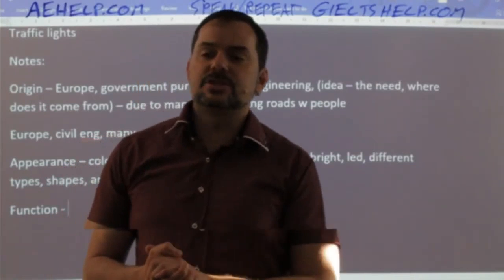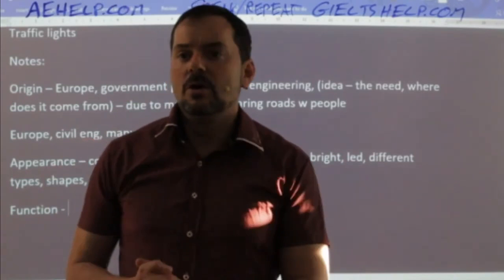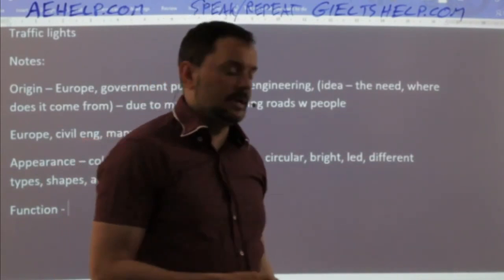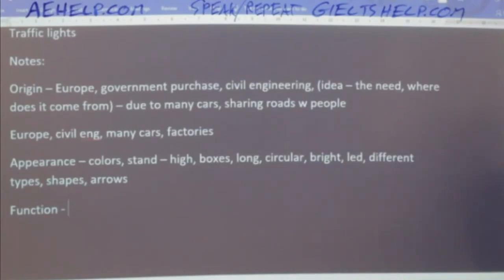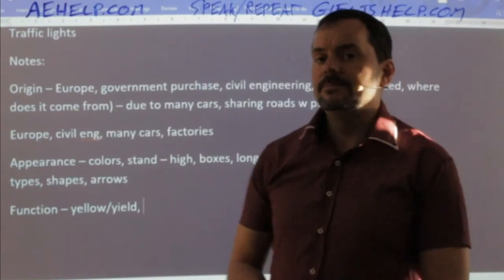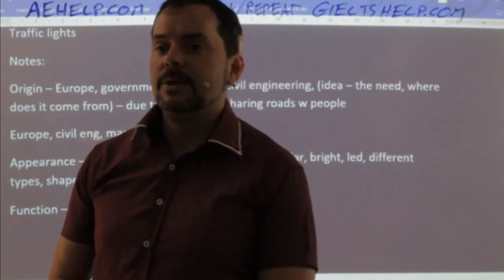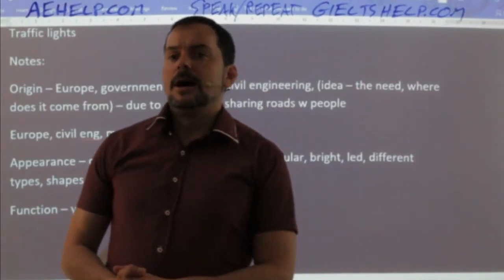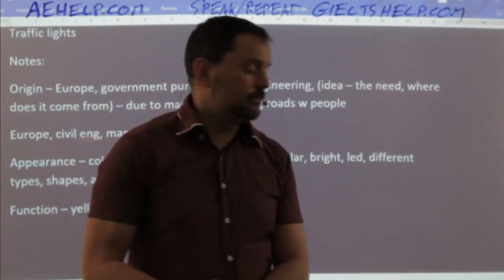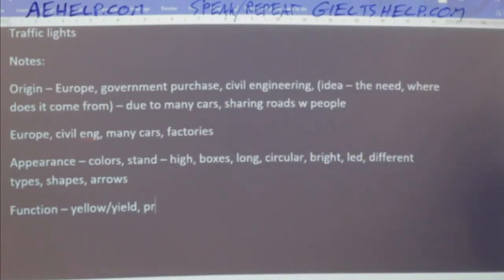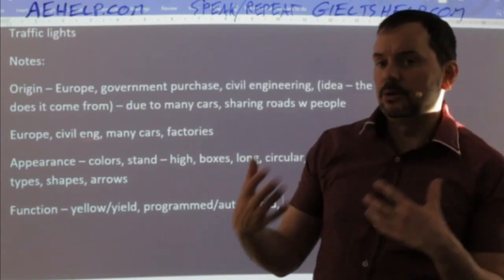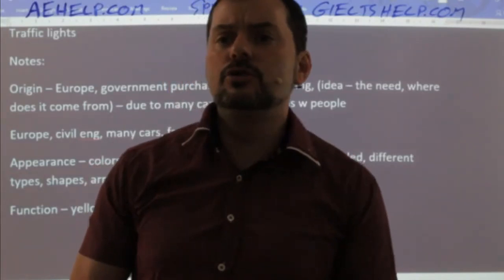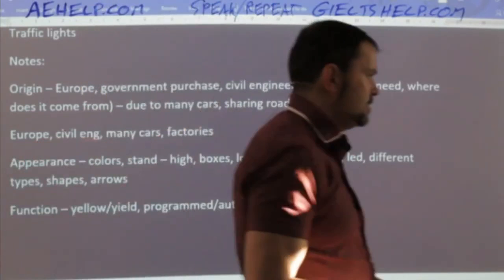Janiel says red is stop, yellow is ready, green is go. Or yellow is yield as well. So I wouldn't write down red stop or green go because I think that we will remember. But how do they work? They work automatically, Prashika says, so they're programmed. Sure. That's good. Okay, keep it simple. You're talking to an alien. Where do you usually find them? Intersections, right?